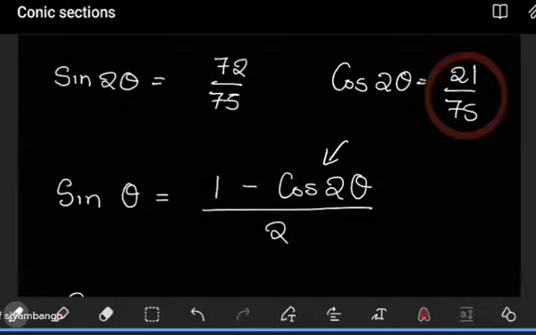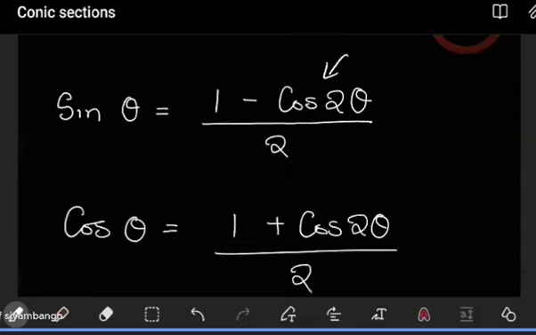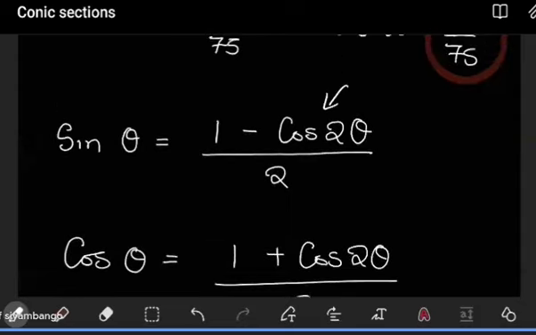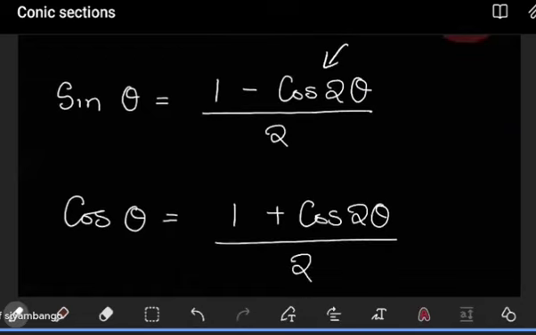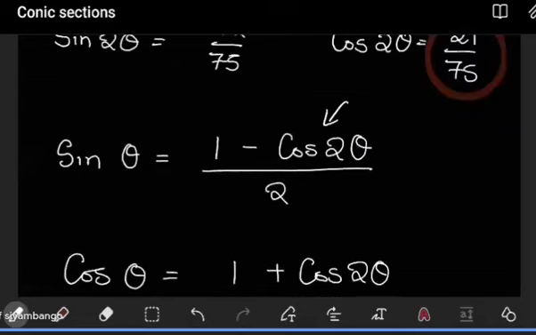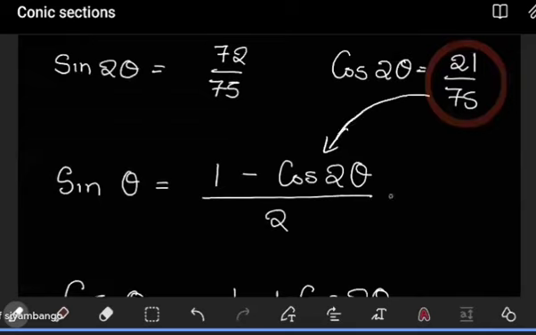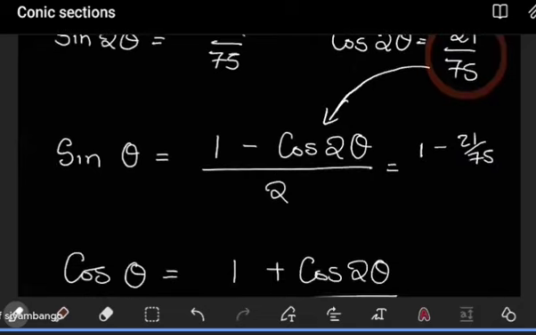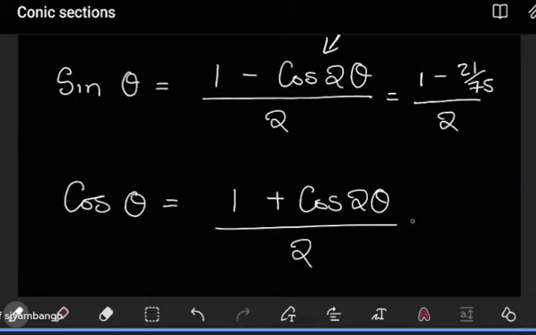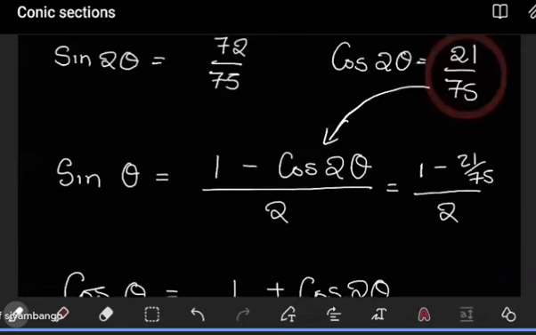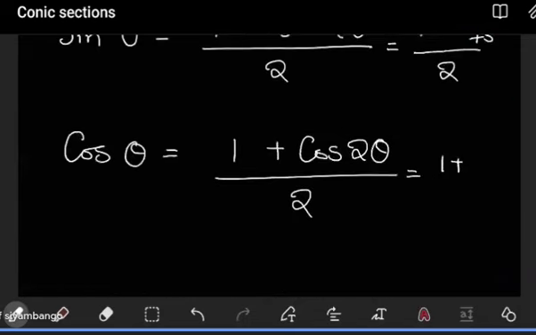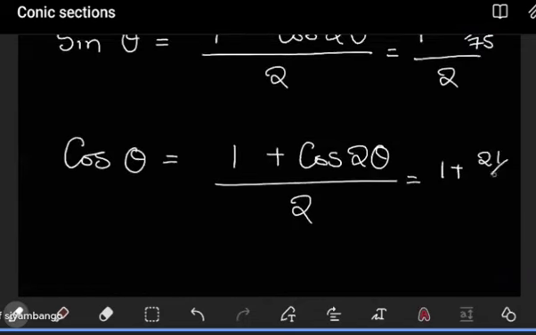Okay. So using these now, using the half angle identities, that is for cos theta, we can then put this. So for example, the first one becomes 1 minus 21 over 75, then this is over 2. And in the same way, this one here becomes 1 plus, again, it's equal to the theta which is being used, so you have 21 over 75, and then over 2.